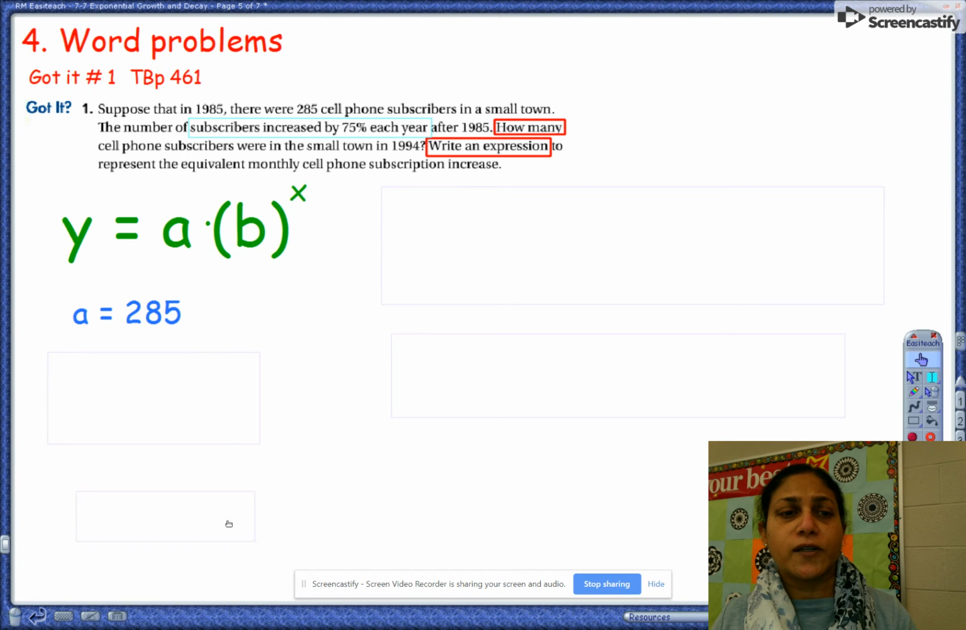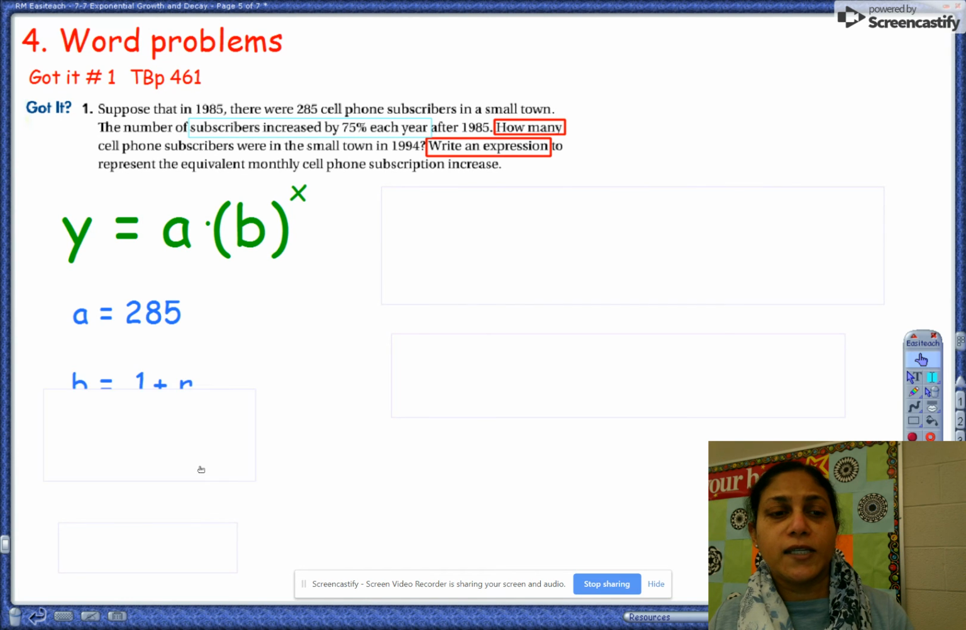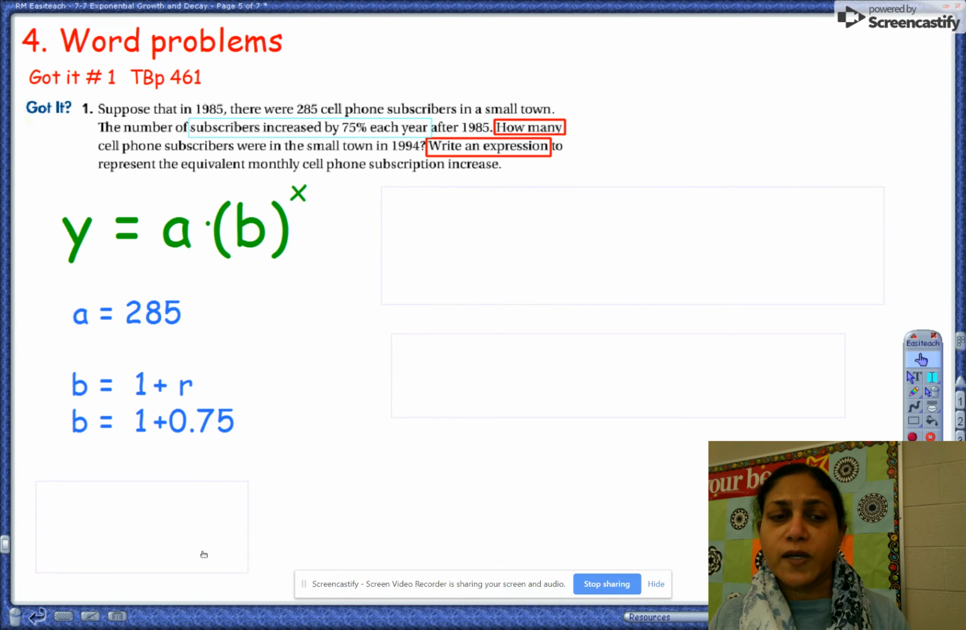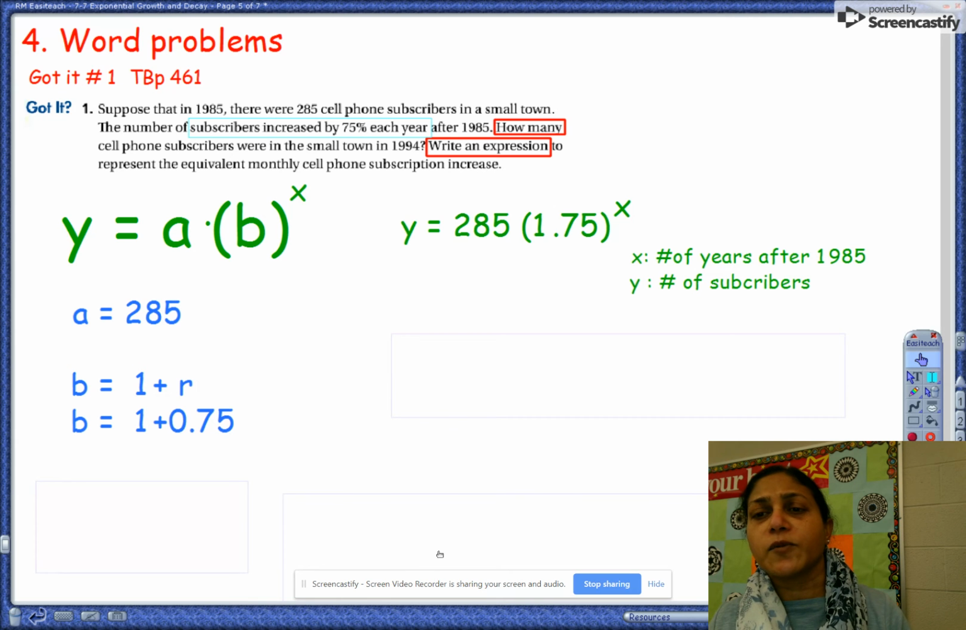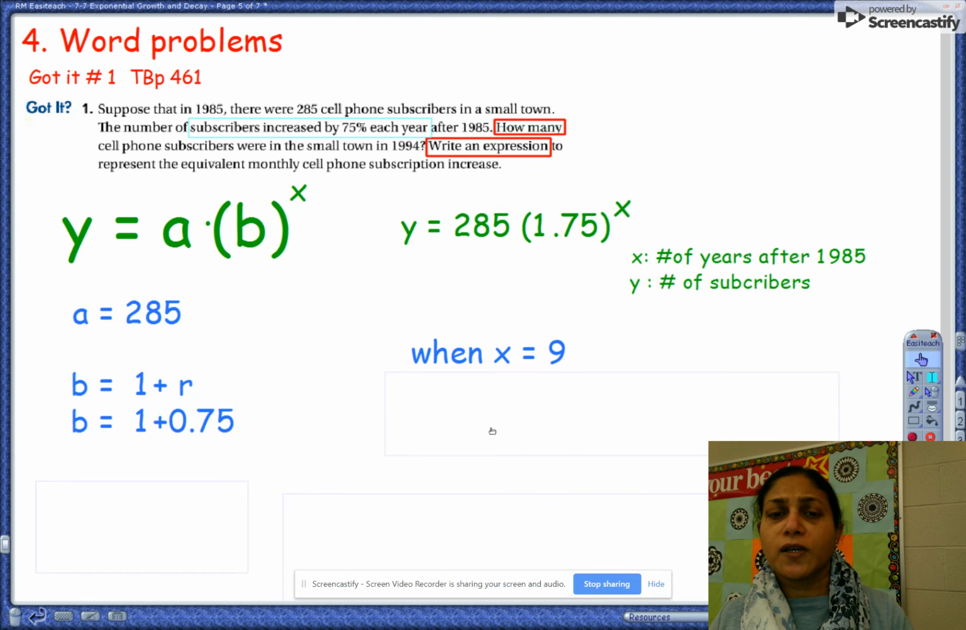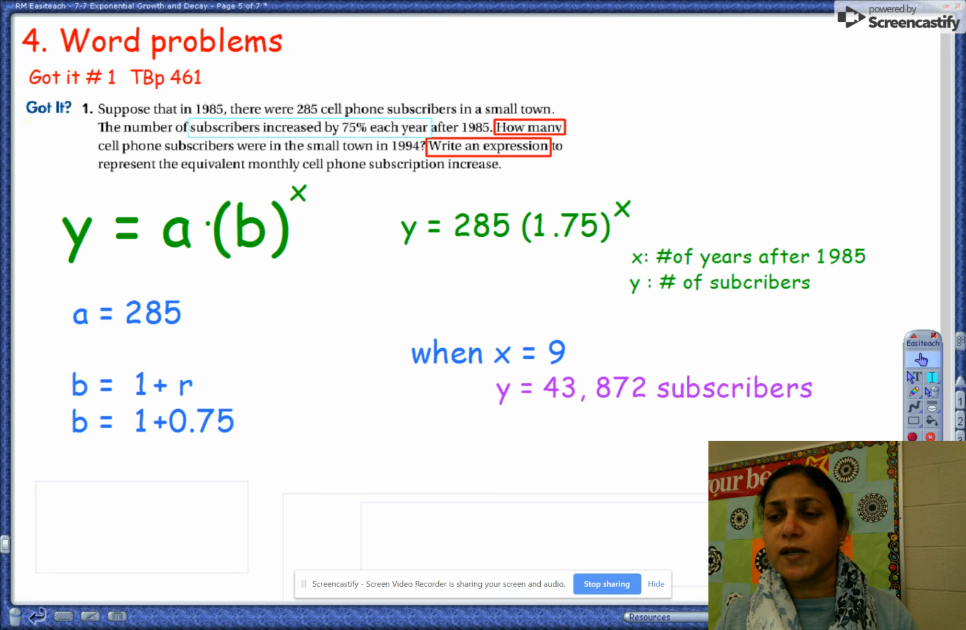So the initial value here is 285. The rate is 75% each year. So it becomes 1 plus 0.75. The expression becomes y equals 285 times 1.75 to the power of x. Don't forget to define your variables. X is the number of years after 1985, and y is the number of subscribers. And then to calculate what will happen in 1994, you're going to substitute x is equal to 9 and use your calculator to give me this answer.